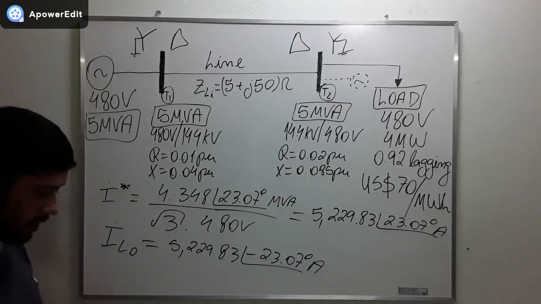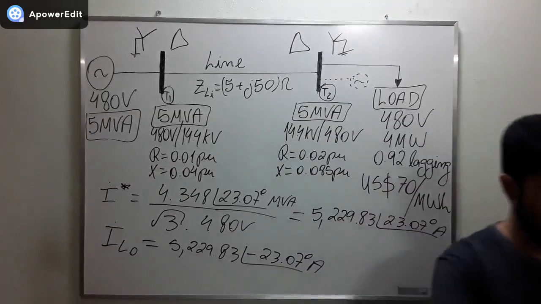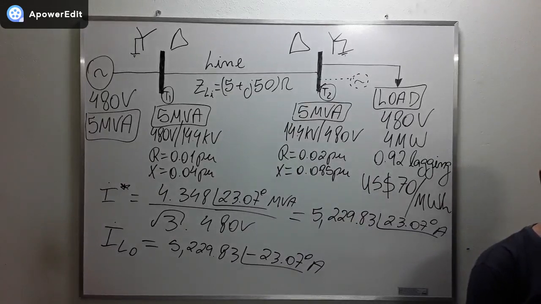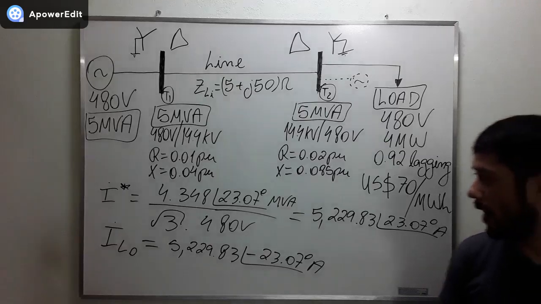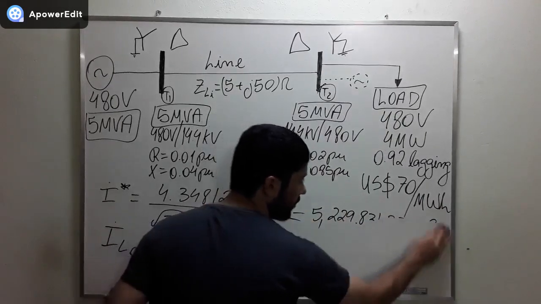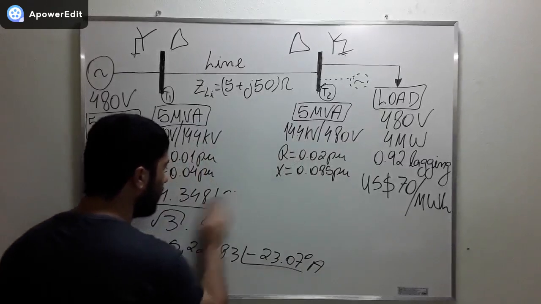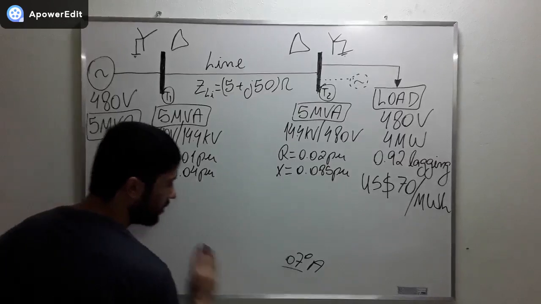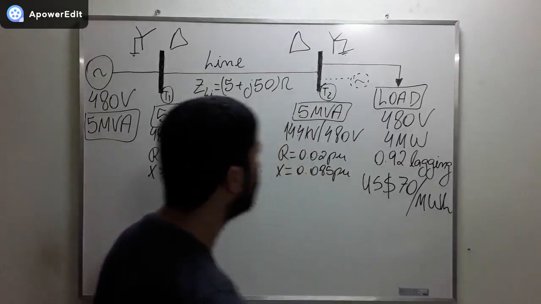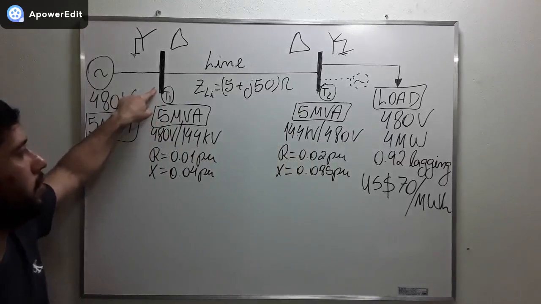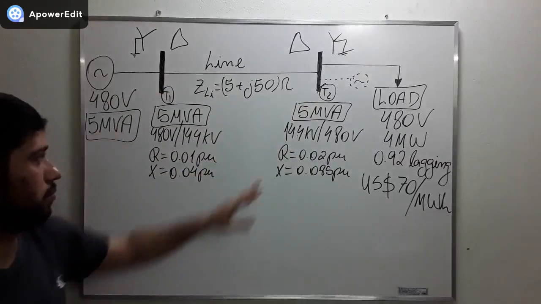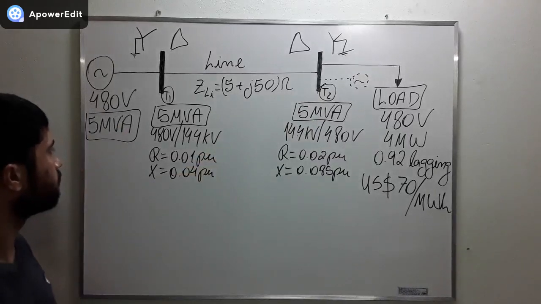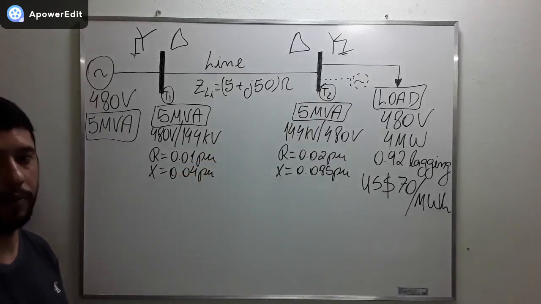All right, my friends, now that we have calculated it all, we are going to find the per unit value of the current. Why do we need to calculate the per unit value of the current? We need to calculate it because we have transformers in the system. We have one transformer and we have these two transformers. And what do the transformers do?